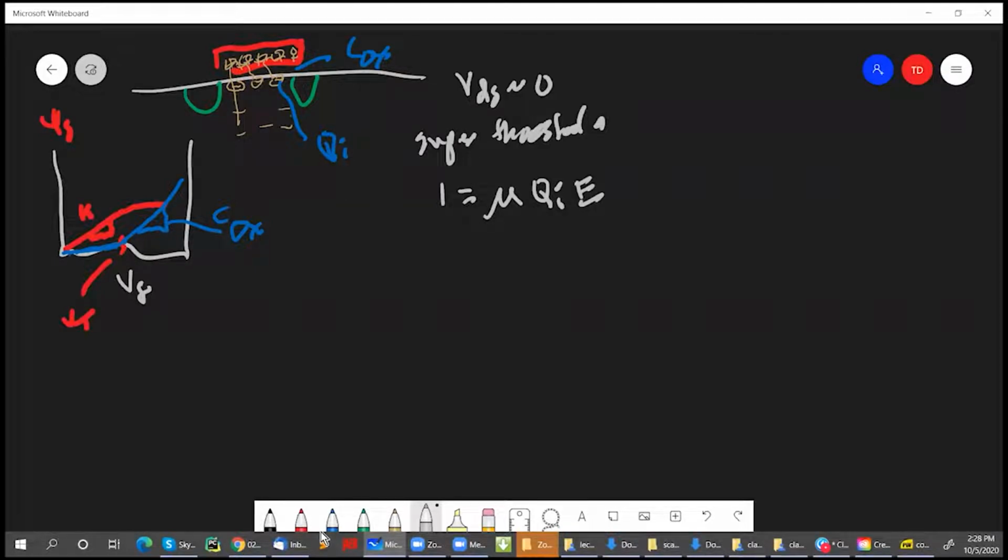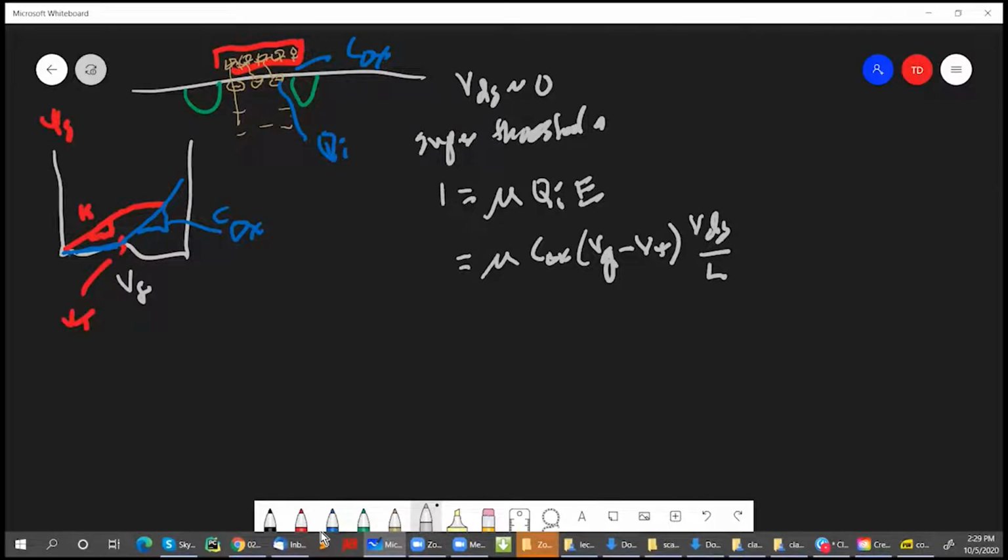What's the electric field? Well, mobility is related to the diffusion coefficient by Einstein relation, but right now we just treat it like a surface mobility, and the inversion charge is just Cox times the voltage you are above threshold, so Vg minus this Vt value. And what's the electric field? The electric field is just the drain source voltage divided by the length of the transistor. It's voltage divided by length.